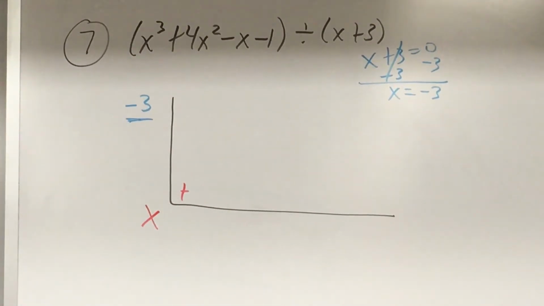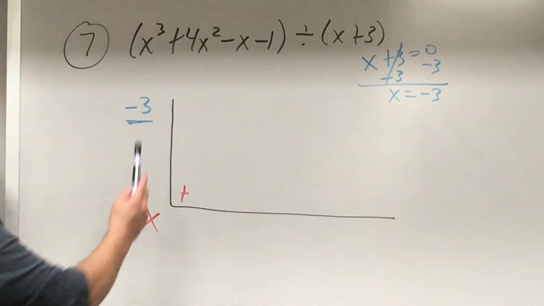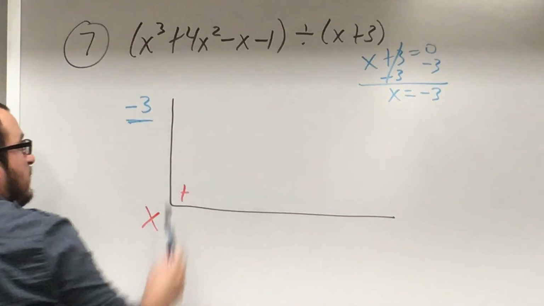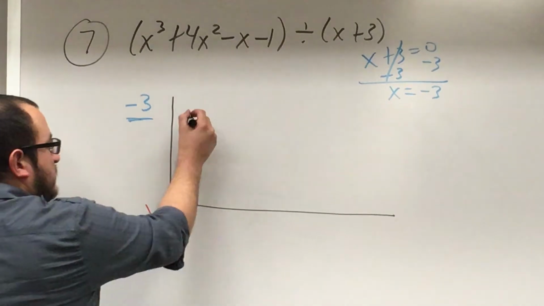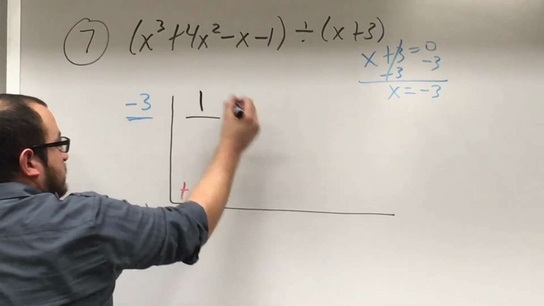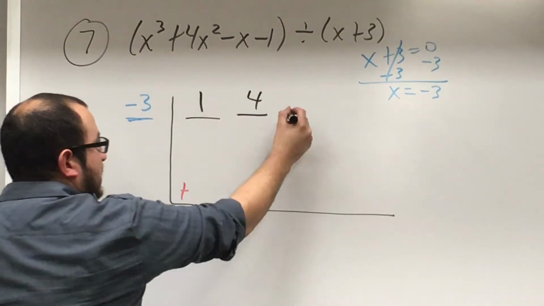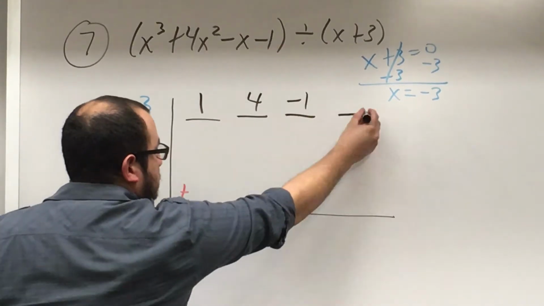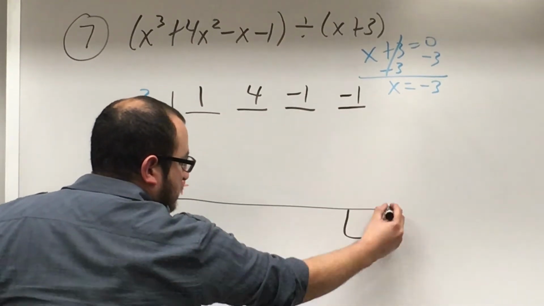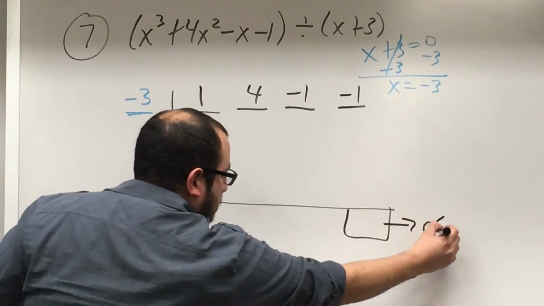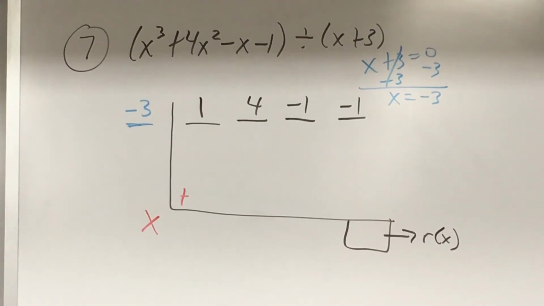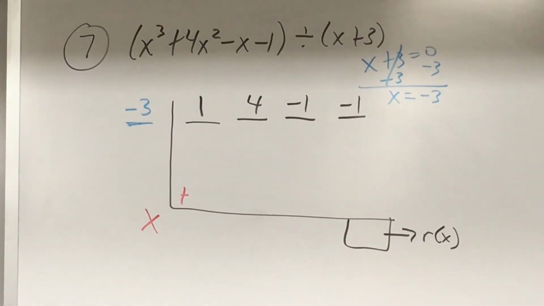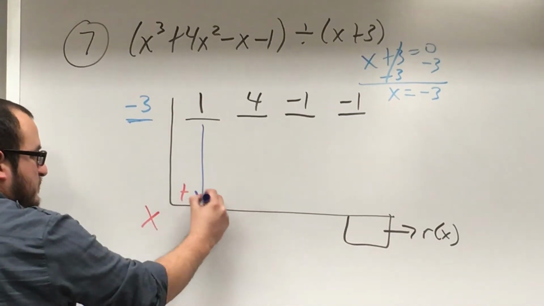Okay. So how many leading coefficients do I have? Well, just count. 1, 2, 3, 4. And it is in standard form, so I don't have to add any zeros. So here is going to be 1. Here is 4. Here is negative 1. Here is also negative 1. And remember, this is known as your R of x, also known as your remainder. Alright, so in order for this to work, remember that you have to bring down your first term.